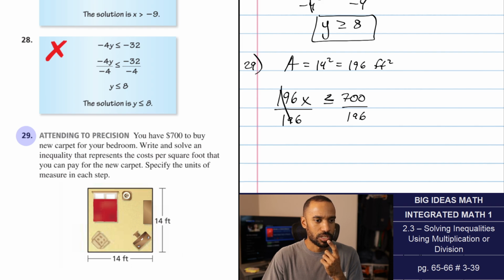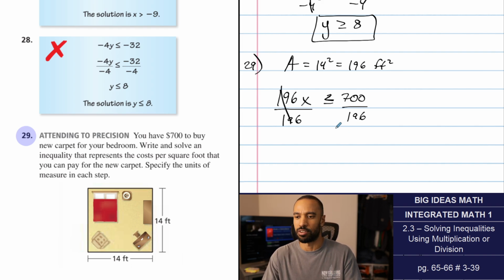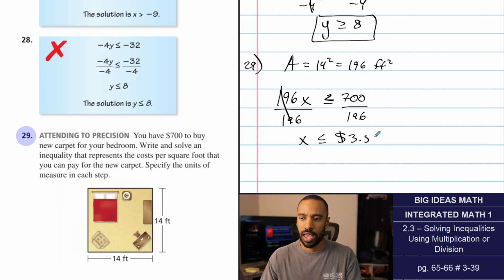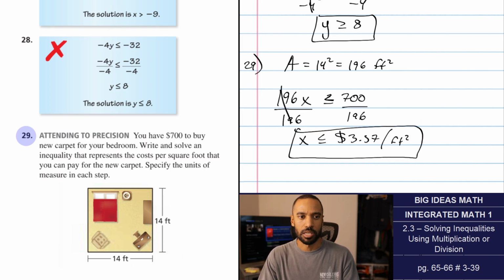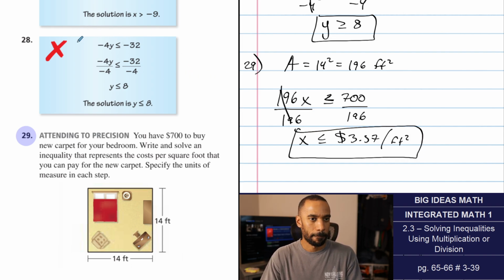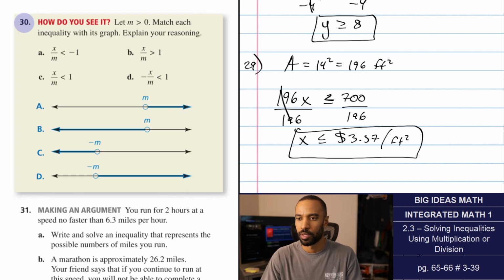Okay, 700 divided by 196. I wish I had an actual calculator. Yeah, the 3.57-ish number. So X has to be less than or equal to $3.57 per square foot of carpet. That's the most I can spend on it per square foot in order to maintain that for my bedroom.